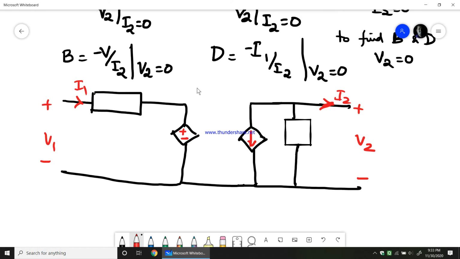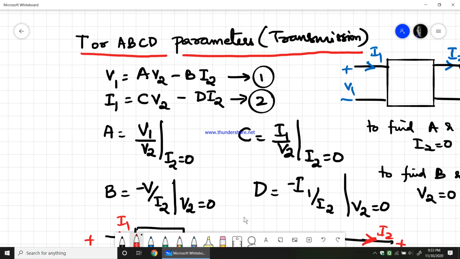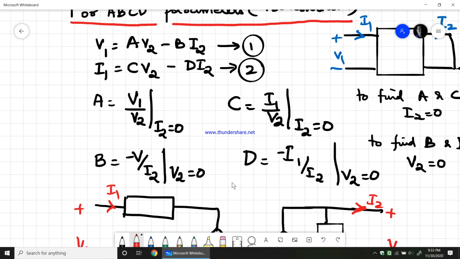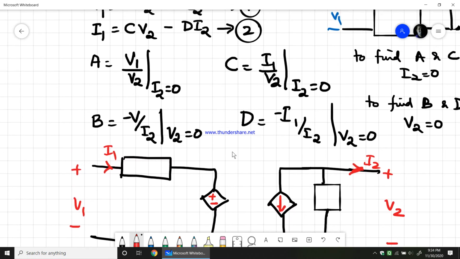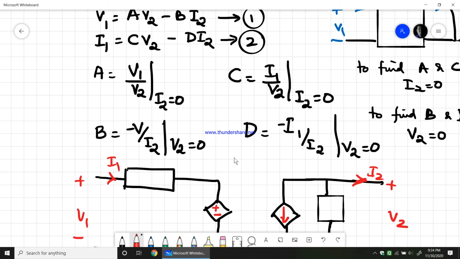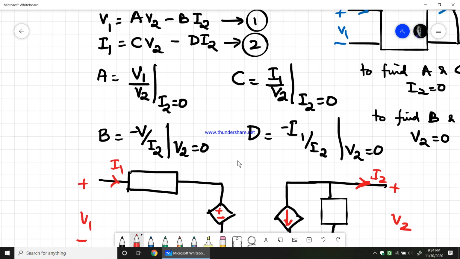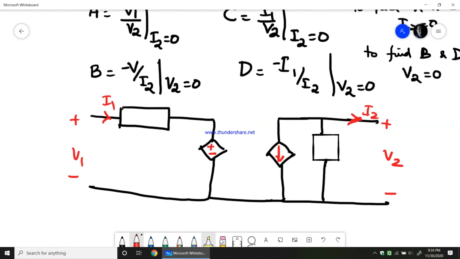Now coming to the equation, V1 equals A into V2 minus B into I2. Right? So I think I should have both as dependent sources. Both should be dependent sources, because both V2 and I2 are at the output port. So I will have both dependent sources here.